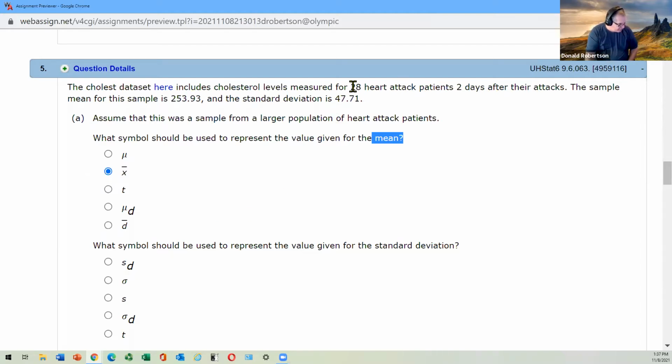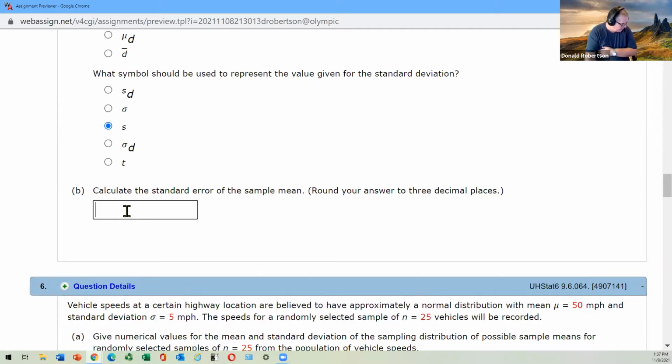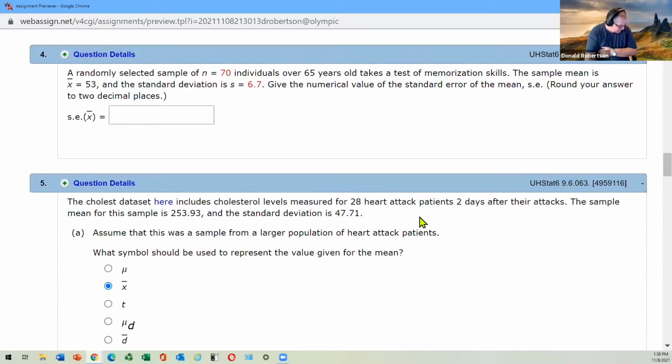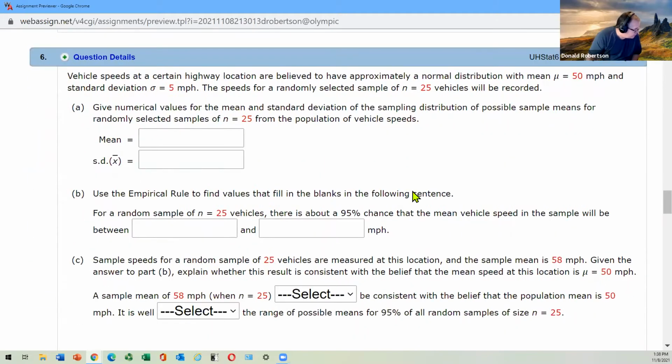And would you agree that it's a sample that's going on here? Okay, which one of these would give you the standard deviation, right? Well, if it was that one, and calculate the standard error, wouldn't you take that number and divide it by the square root of 28?